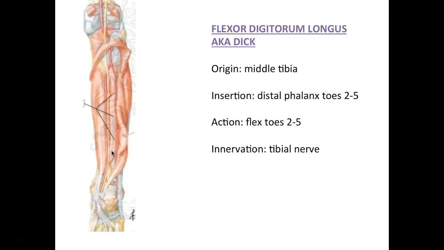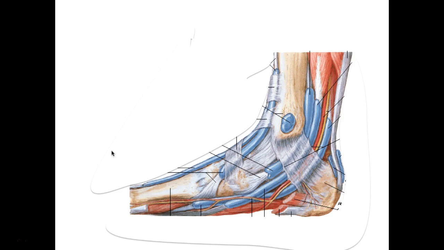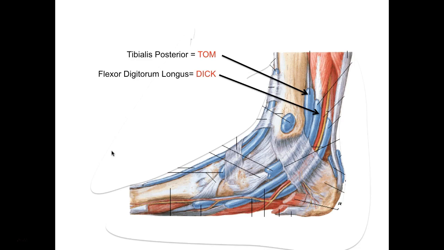All right, now we have your flexor digitorum longus, aka Dick, and he's going to be this first one over on the medial side here. It's going to originate from the middle tibia, insert into distal phalanx toes 2 through 5, and based on its name, we know it's going to flex toes 2 through 5, and it's innervated by the tibial nerve. So here is tibialis posterior, or Tom. We talked about flexor digitorum longus, Dick. And then remember we had the posterior tibial artery and the tibial nerve.